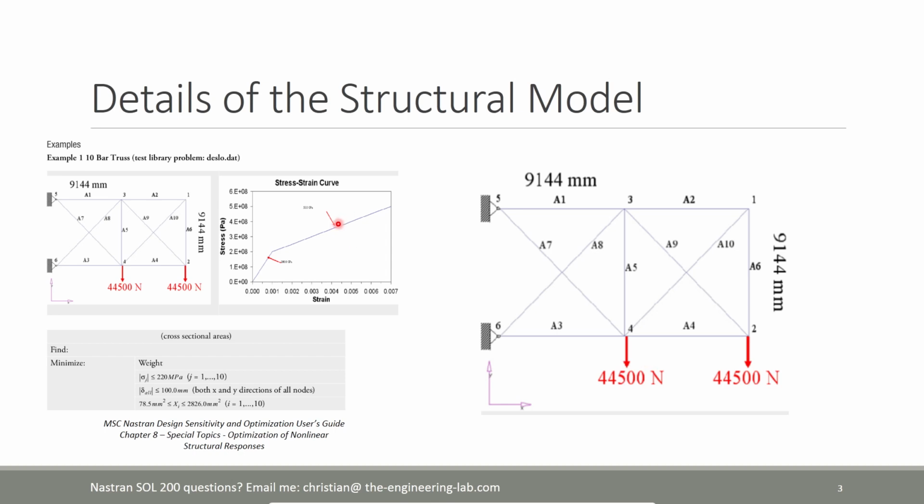Here you can see that the material is characterized by different relationships, as you can see here in the stress strain curve. So this necessitates the use of other methods that are not gradient-based optimizers in order to optimize this problem. And today here we're using machine learning technology to optimize this 10 bar truss.